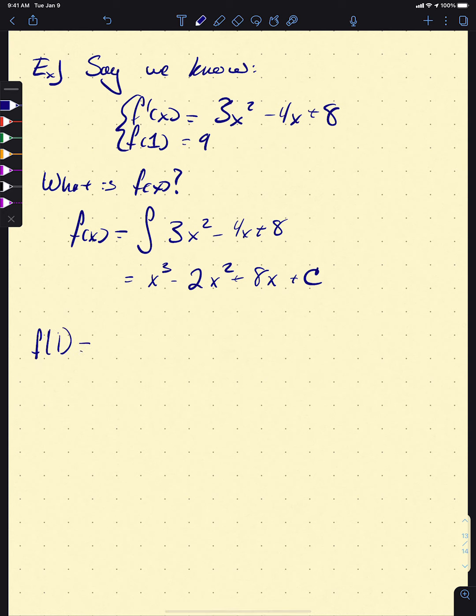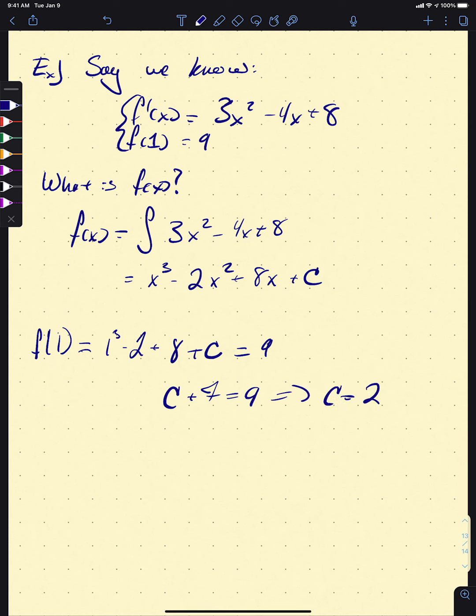So what's f of 1? Well, we have 1 cubed minus 2 times 1 plus 8 plus c equals 9. But this means that c plus 7 equals 9, or c equals 2. Thus, we can say f of x is x cubed minus 2x squared plus 8x plus 2, because we found a value of c.